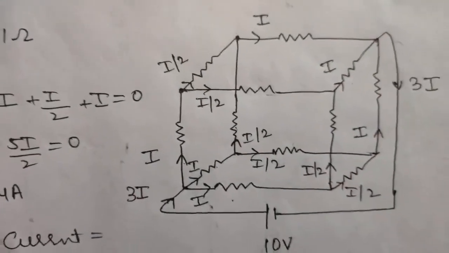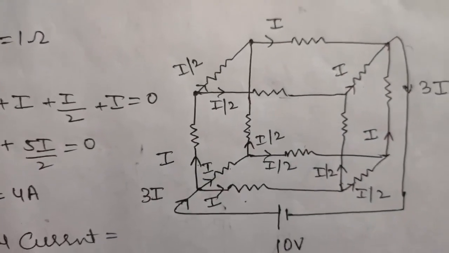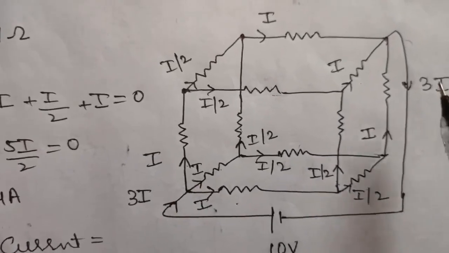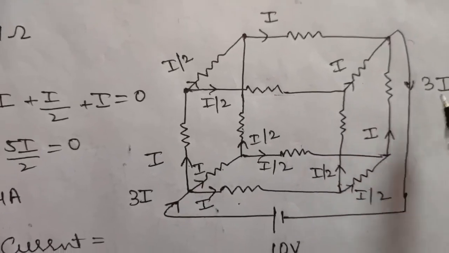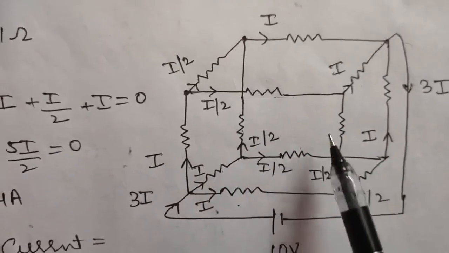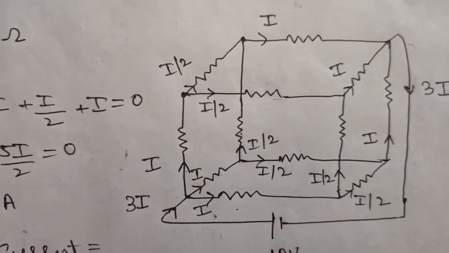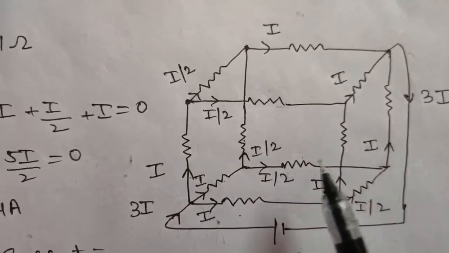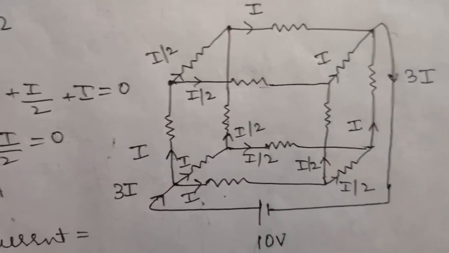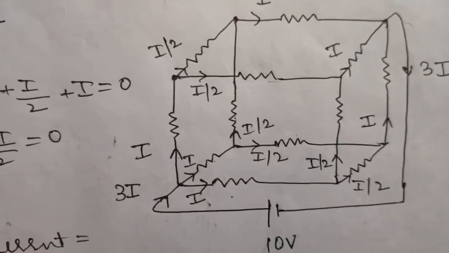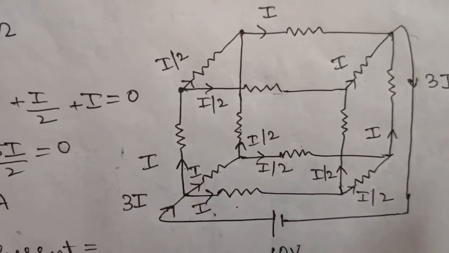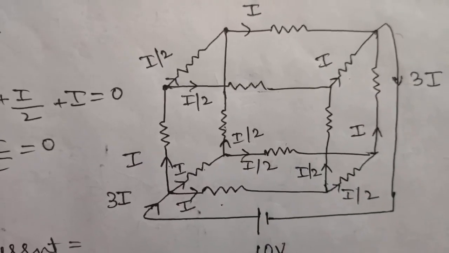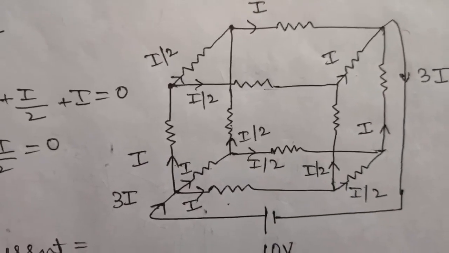Whenever you write the currents, you have to always confirm that current entering the circuit should be equal to current leaving the circuit. If it is, that means you have chosen the current correctly. If current entering is not equal to current leaving, that means there is some error in your chosen values of current. Because here 3I was entering and 3I is leaving, we have chosen correct values of current. Now we will calculate the equivalent resistance.